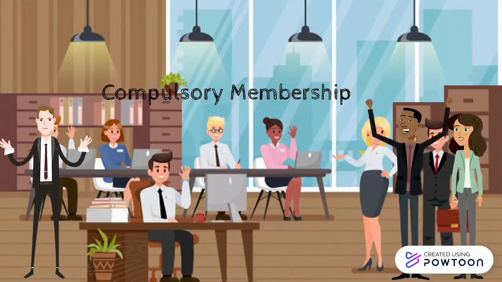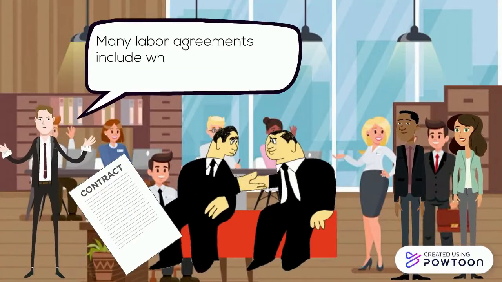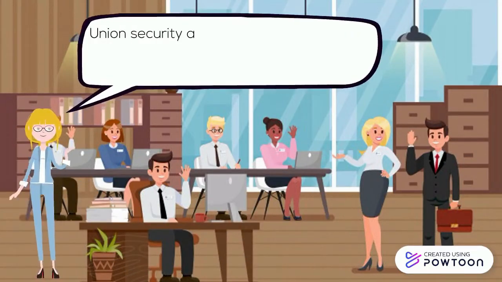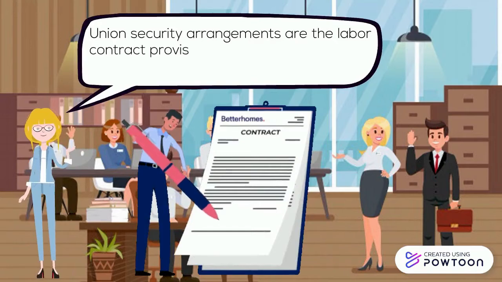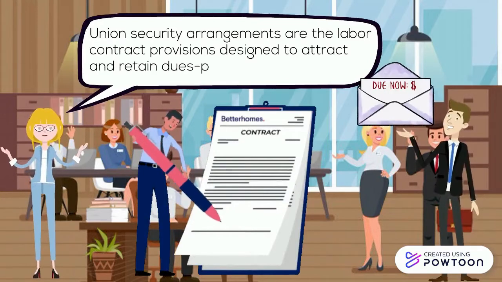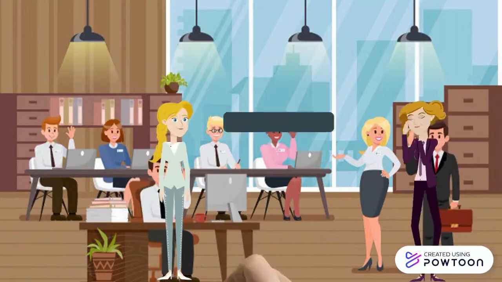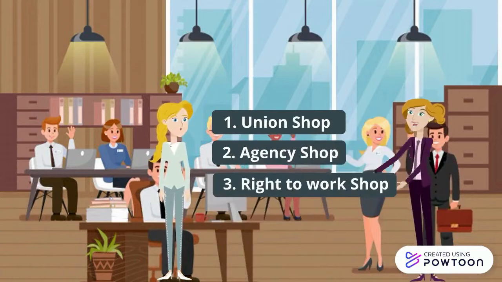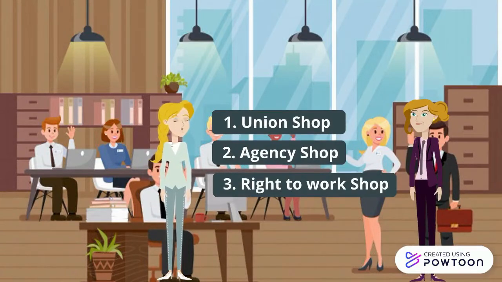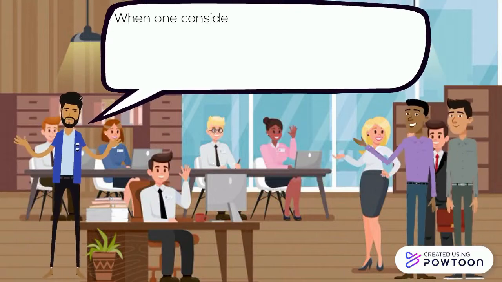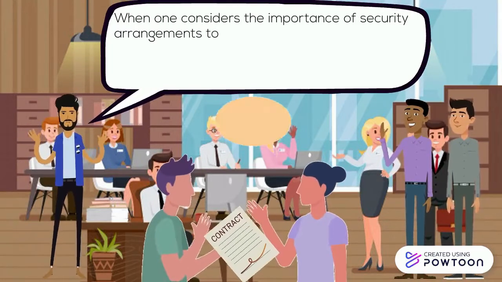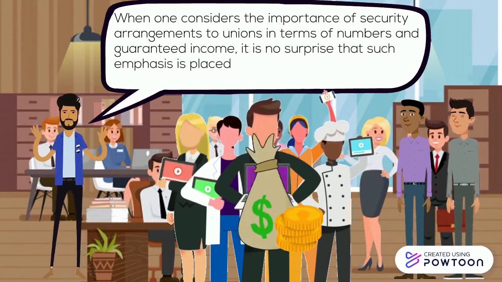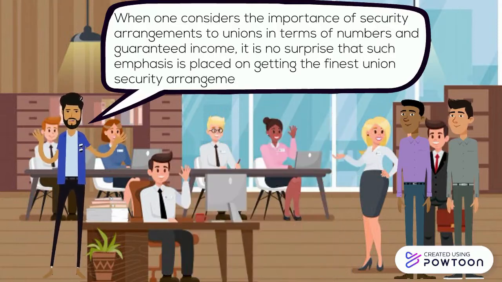Compulsory membership. Many labor agreements include what are known as union security arrangements. Union security arrangements are the labor contract provisions designed to attract and retain dues-paying union members. Here are the many forms of union security arrangements, as well as certain unique stipulations within the area of union security arrangements. When one considers the importance of security arrangements to unions in terms of numbers and guaranteed income, it is no surprise that such emphasis is placed on getting the finest union security arrangement possible.